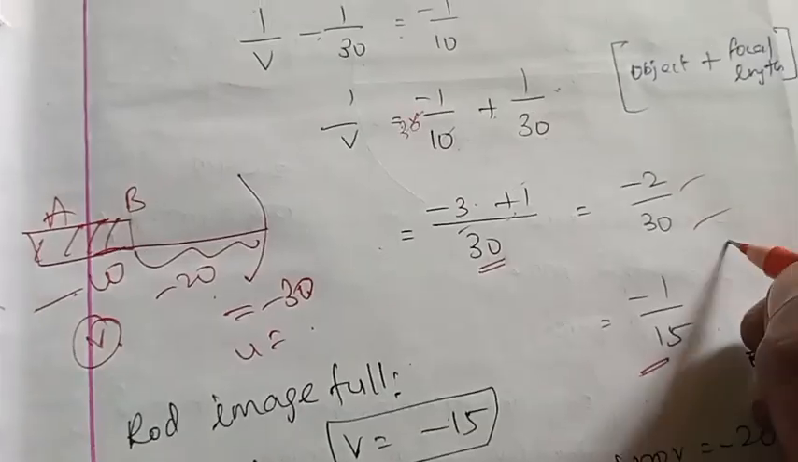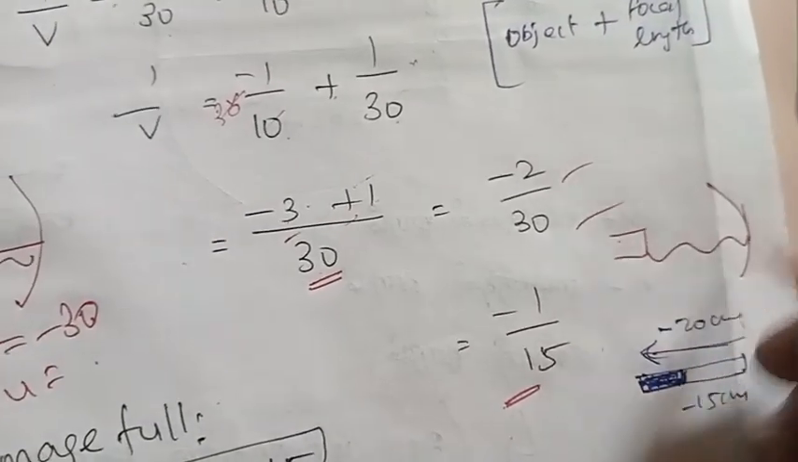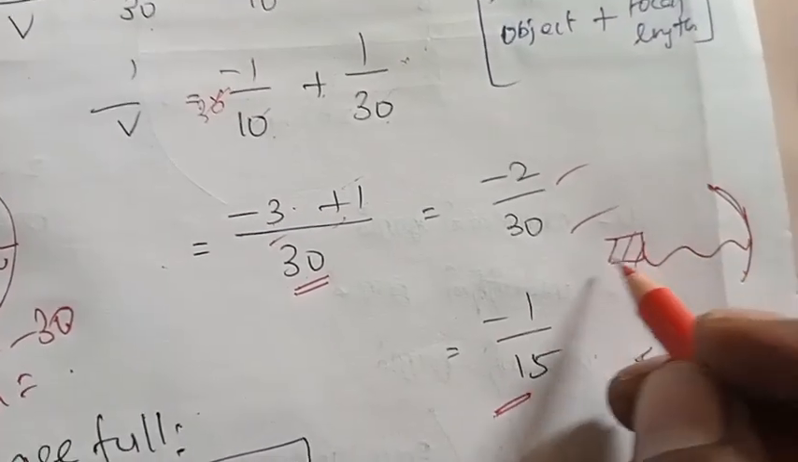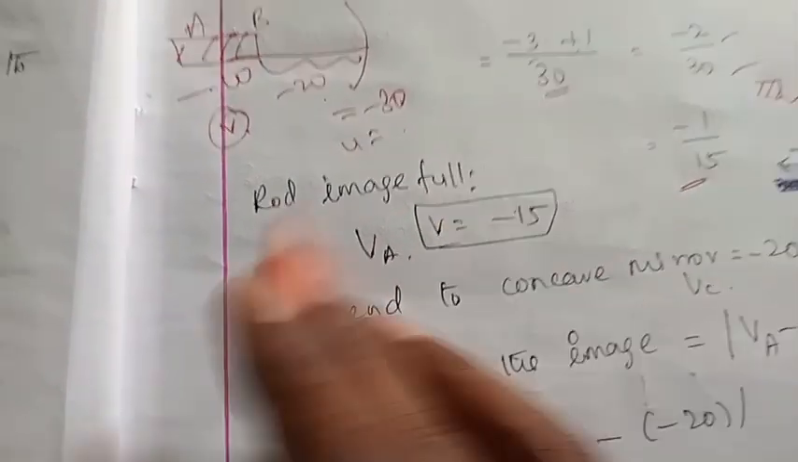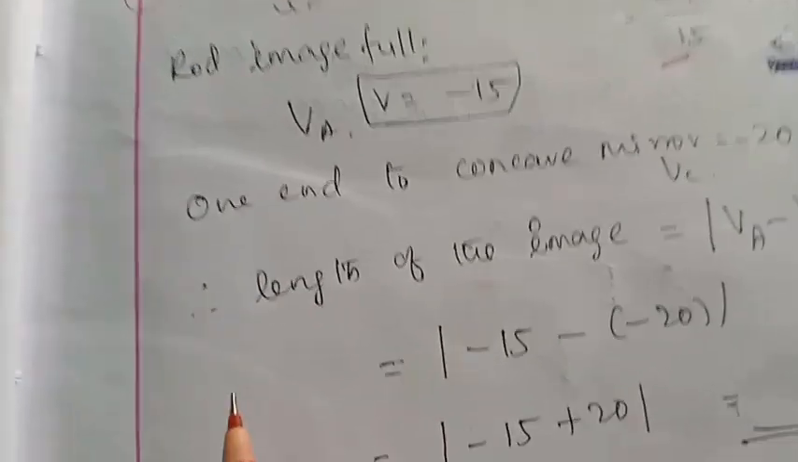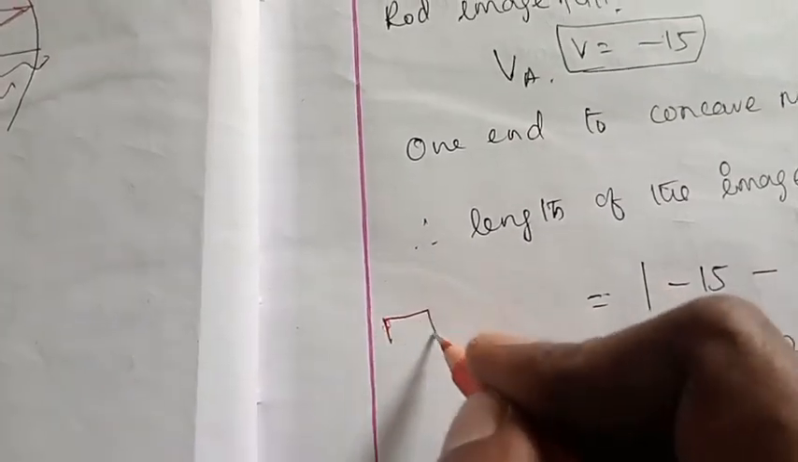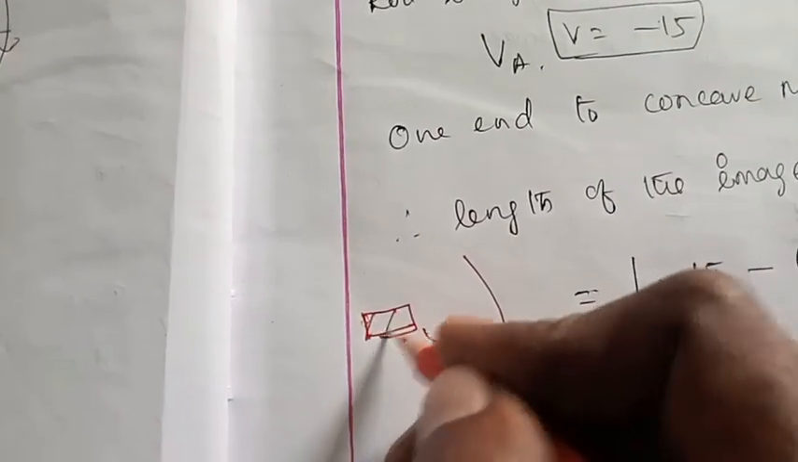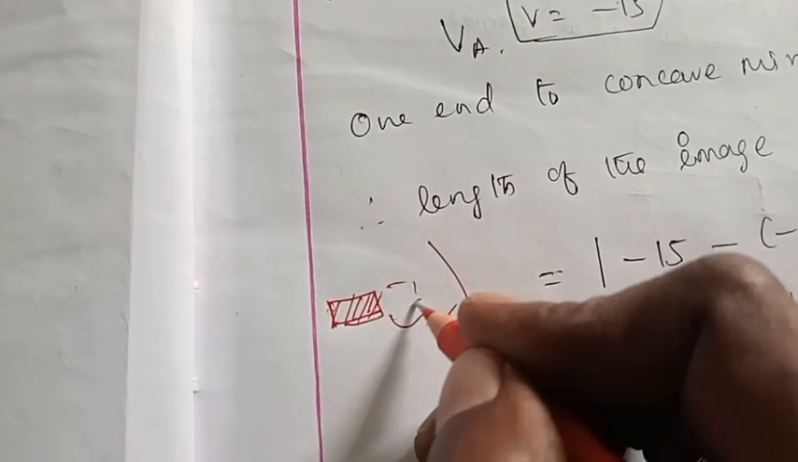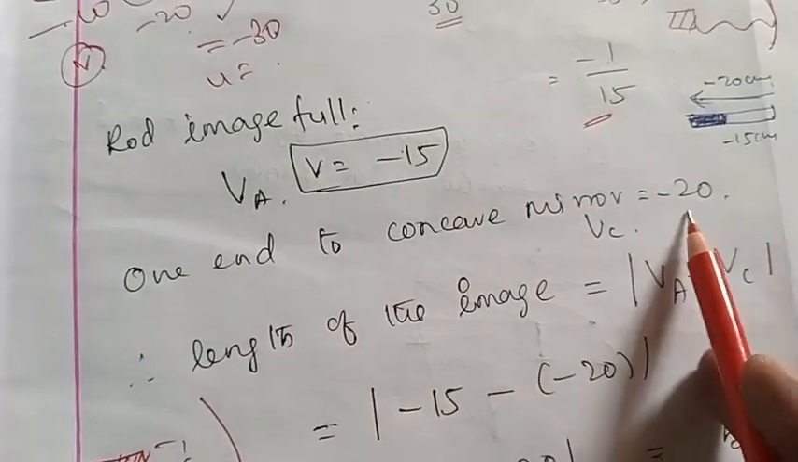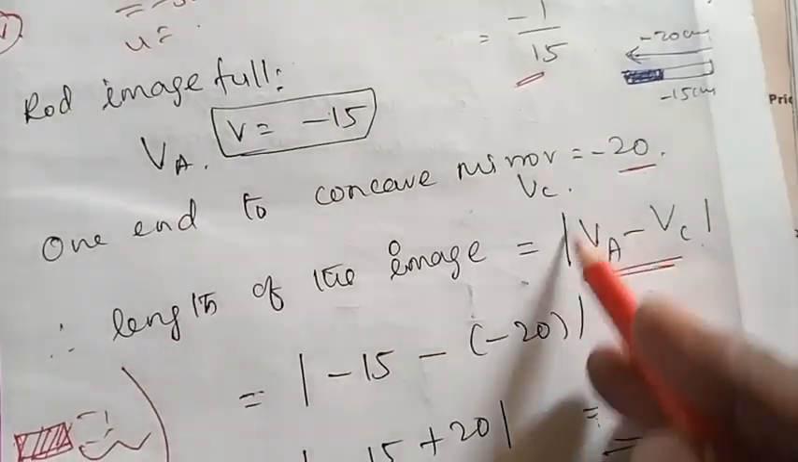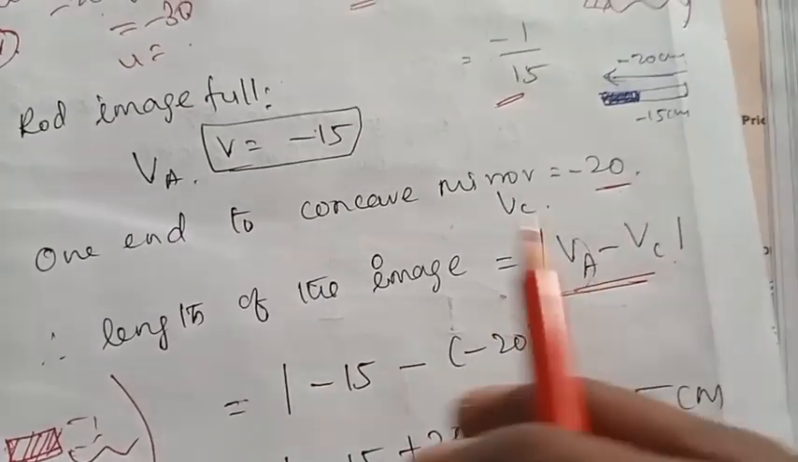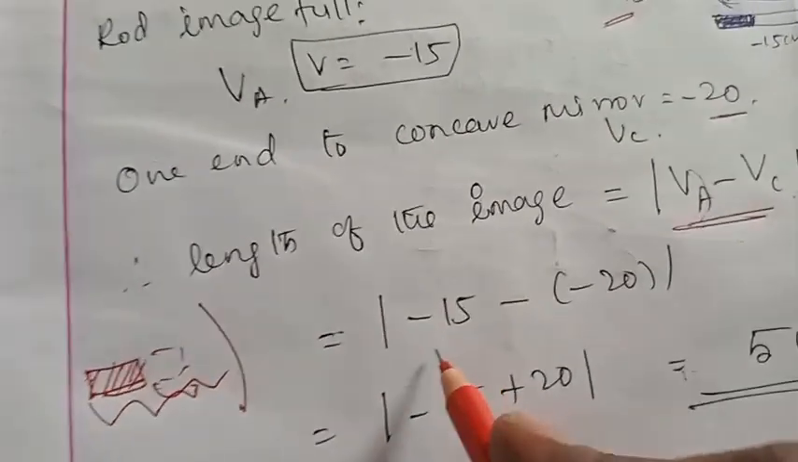So what does this mean? This is the total length, image plus length of the rod. We need the image length only. This is the full image with the rod of full length. So we have to take the difference to find this. One end of the image at the concave mirror is minus 20, already found. The length of the image is VA minus VC. VA means the total length of the image, considering the length of the rod also. So the total we considered is minus 15.